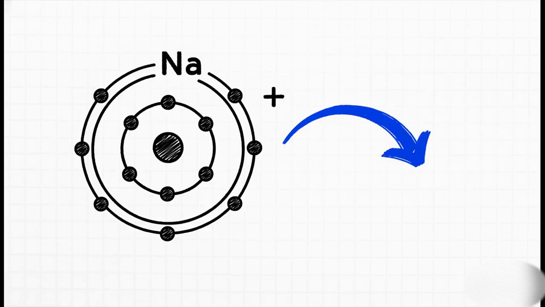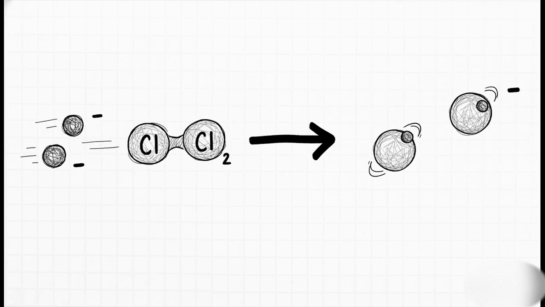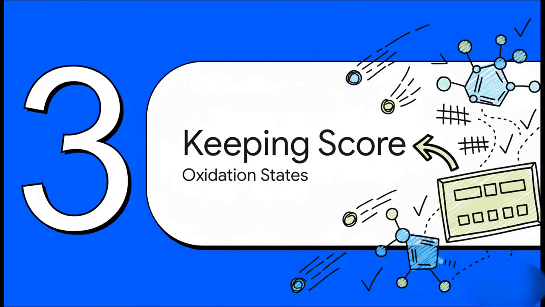So let's break that down. First step, the OIL part. Oxidation is loss. Look here at this sodium atom, Na. It's neutral, but in this reaction, boom, it becomes a positive sodium ion, Na+, because it kicked out a negative electron. It lost an electron. That loss is oxidation. And of course, you can't have one without the other, so here's the RIG part. Reduction is gain. A chlorine molecule snags 2 electrons and becomes 2 negative chloride ions. It gained electrons, so it got reduced. See? They're a pair. One gives, the other takes. It's a package deal.